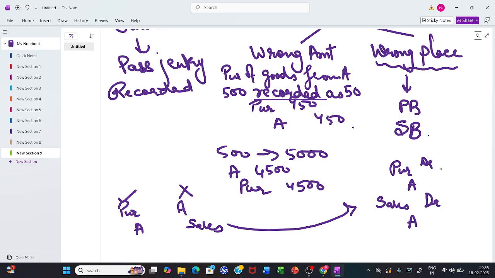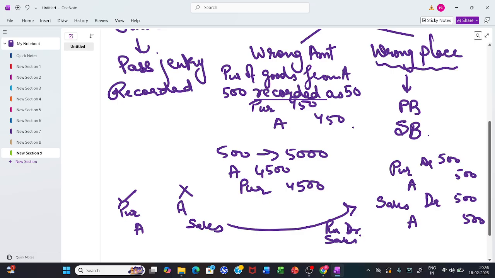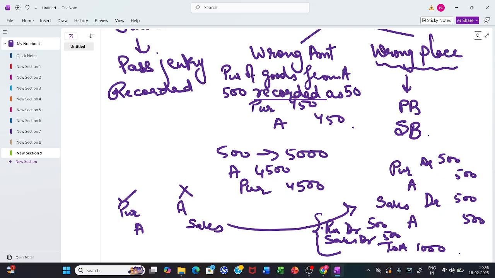So when I find the net effect of these two entries, what do I get? Purchase debit, sales debit to A 1000. That's the journal entry for recording if purchase is recorded in sales. This is a longer route. Shortcut, if I have to see, correct thing is purchase. So do purchases to A. What you do to purchases, do the same to sales. Purchase debit, sales debit, A credit.